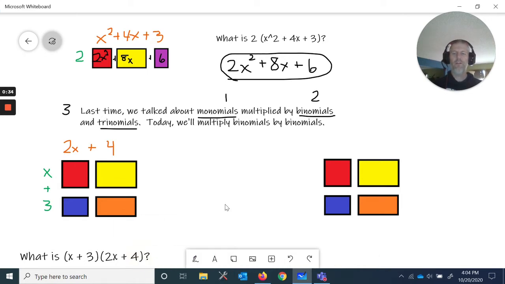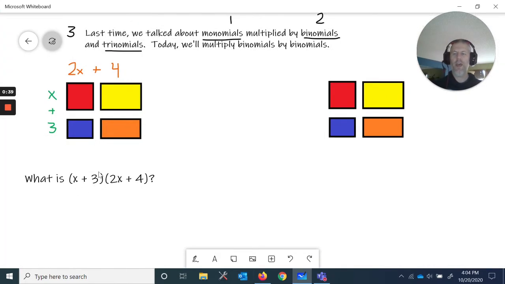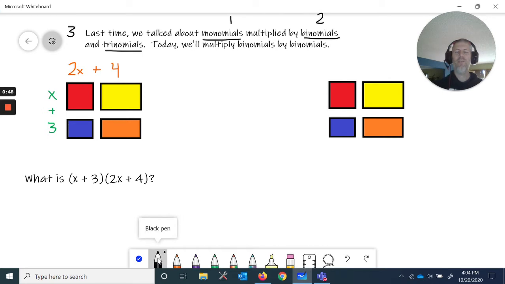So I'm going to slide up here and take a look. So here's what we're looking at. We're going to see what is x plus 3 quantity times the quantity 2x plus 4. So this times this. And so again, using this box method, it works the exact same way. We just have more to do.